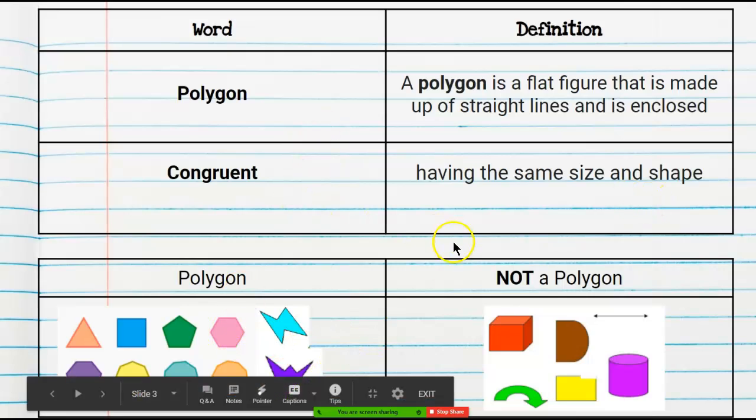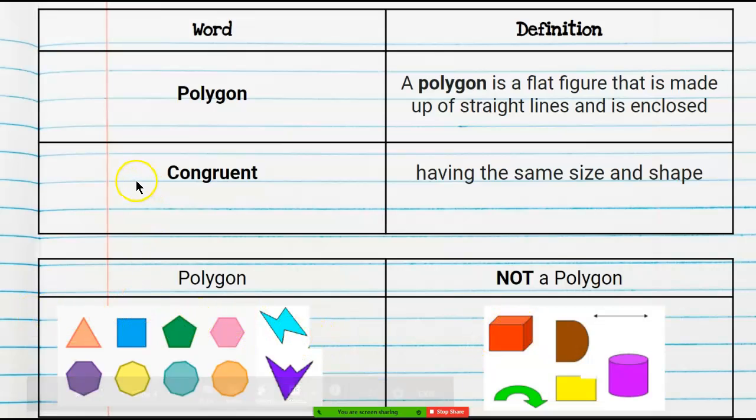Okay, so a two-dimensional shape is a shape that looks like this. It's flat. It doesn't have all of the 3D dimensions kind of popping out of the page. Okay, it's a flat shape. These are some of our vocabulary words that we need to make sure that we understand.